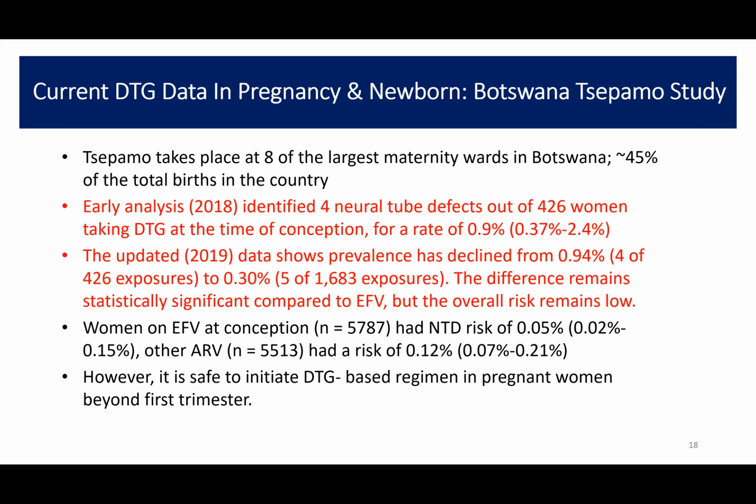as per the early analysis of the data from that study, they identified 4 neural tube defects out of 426 women taking dolutegravir at the time of conception. Means when they conceived, when they became pregnant, they were on a dolutegravir based regimen. And in those women, out of 426, 4 babies were found to have neural tube defects.